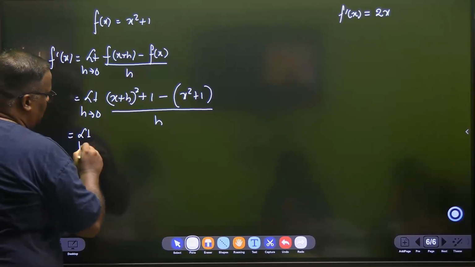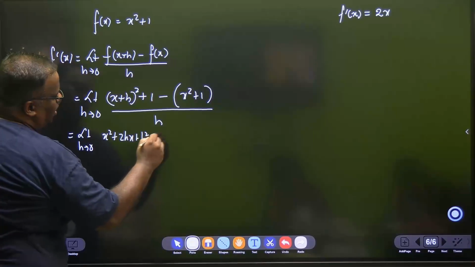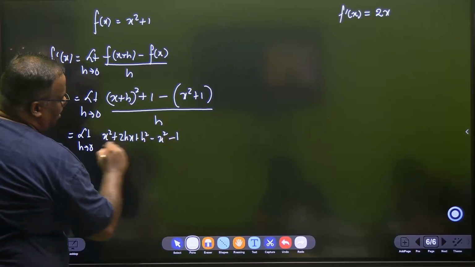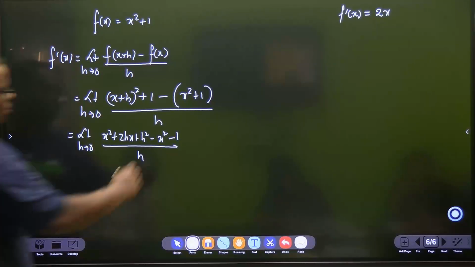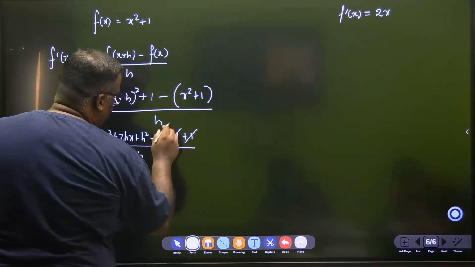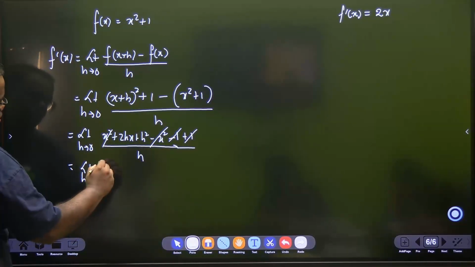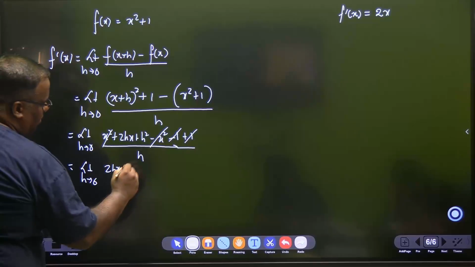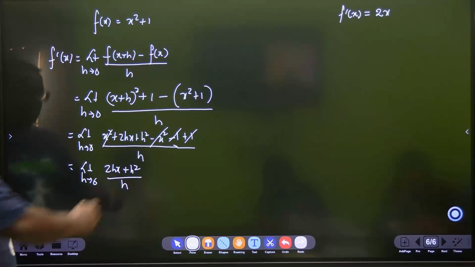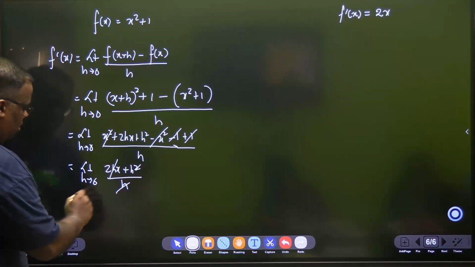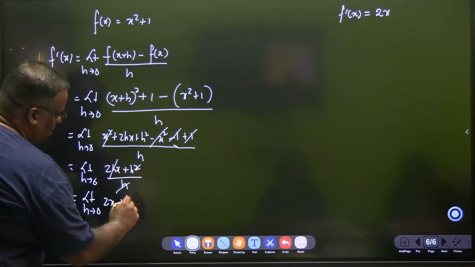Limit h tends to 0, x square plus 2hx plus h square minus x square minus 1 divided by h. Clear? There is a plus 1 also which I missed out. Plus 1 minus x square cancel. Limit h tends to 0, 2hx plus h square divided by h. Correct? h square and h gone. Limit h tends to 0, 2x plus h.